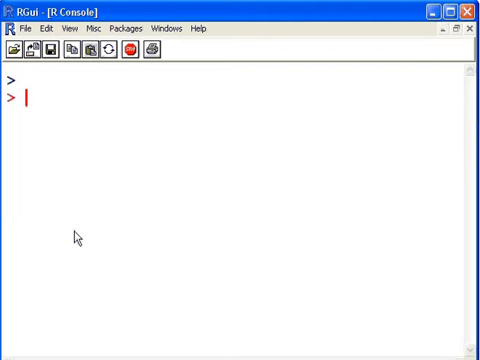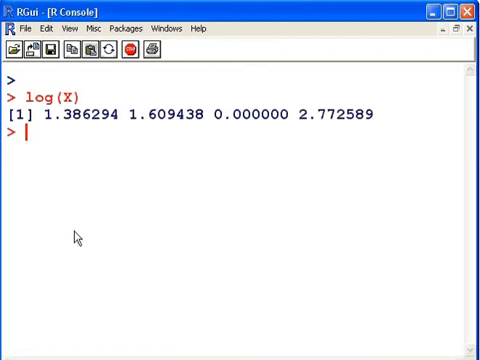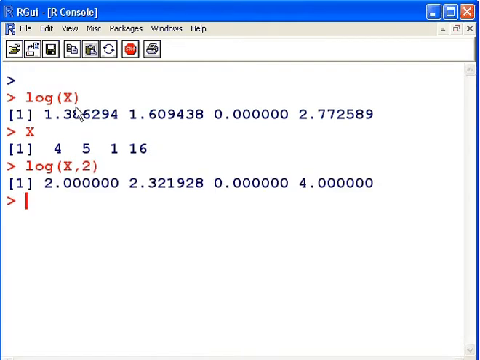So the next thing we're going to do is look at logarithms. So the function is simply log of x, and this returns the natural logs of x, 1.38 and so on. This is equivalent to log of x to the base e. If we wanted, for example, log of x to the base 2, we actually just have to additionally specify 2. So there we have it there, and so on.